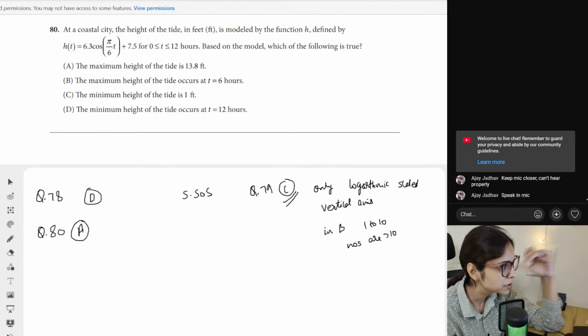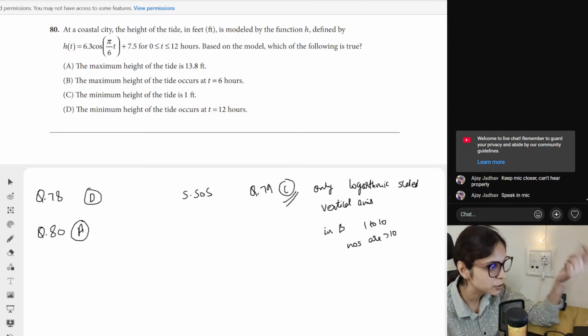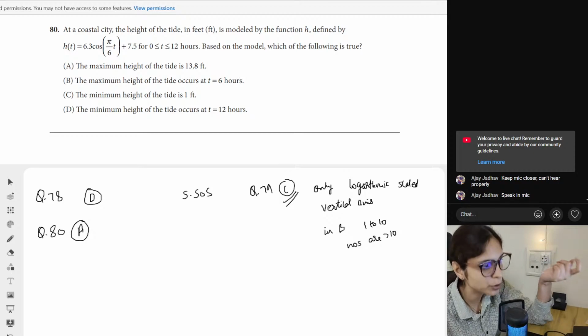Got it? Because the maximum is occurring at 0 and 12. So option D is already gone because at t equal to 12 hours, there's a maximum. And the minimum height, as we saw from the graph, is 1.2 feet and not 1 foot.